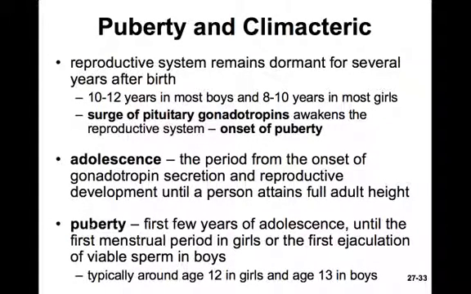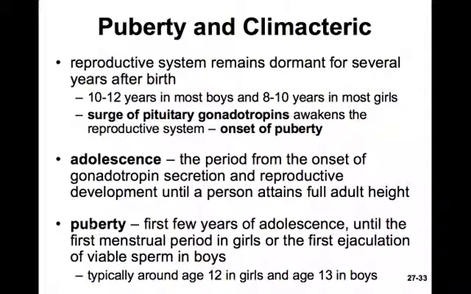So now we'll address puberty and climacteric, which is male menopause, otherwise known as andropause. In humans, the reproductive system remains dormant for several years after birth. At ages 10 to 12 in most boys, and about 8 to 10 years in most girls, we see a surge of pituitary gonadotropins, so GnRH, and that's going to awaken the whole reproductive system, which is the onset of puberty.